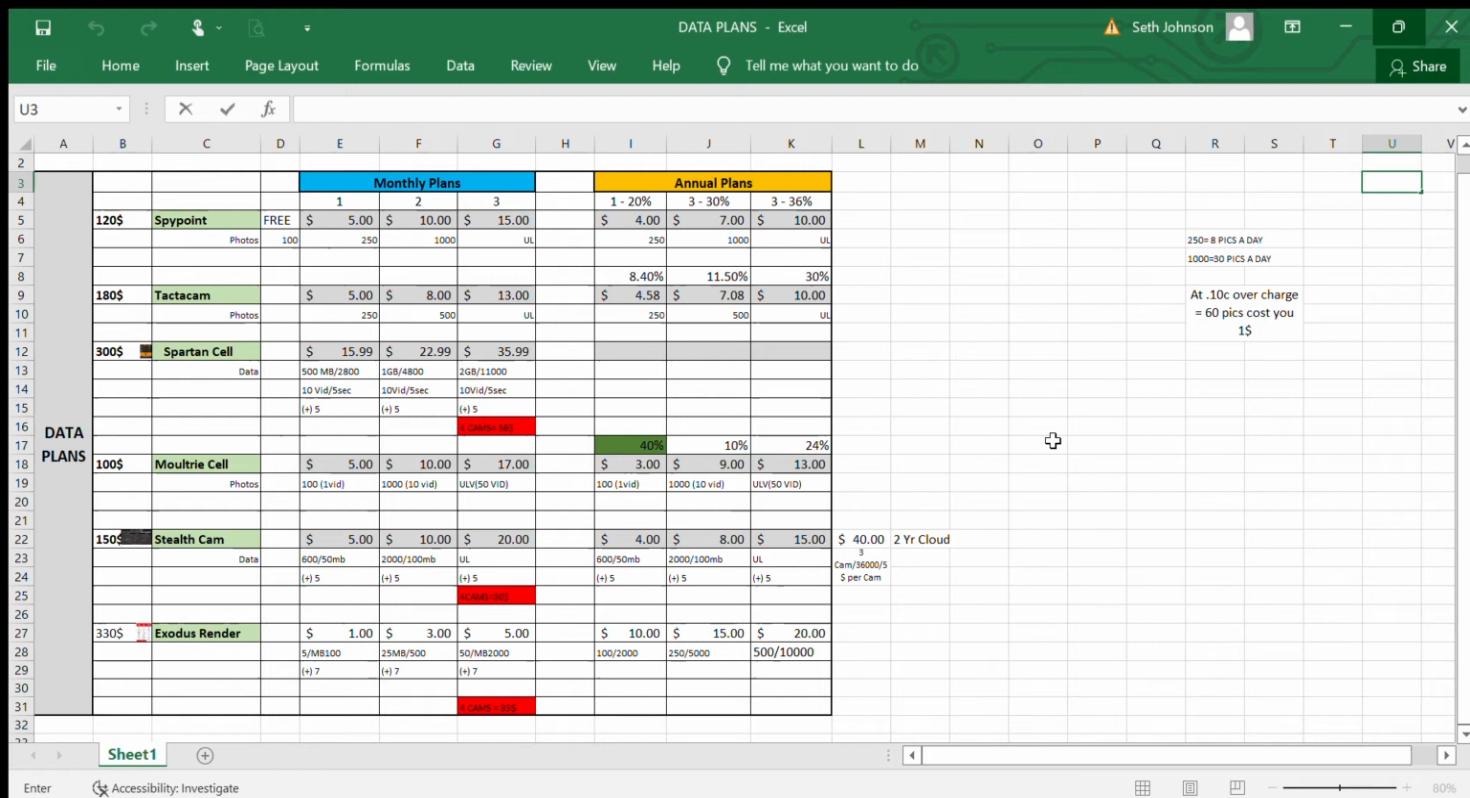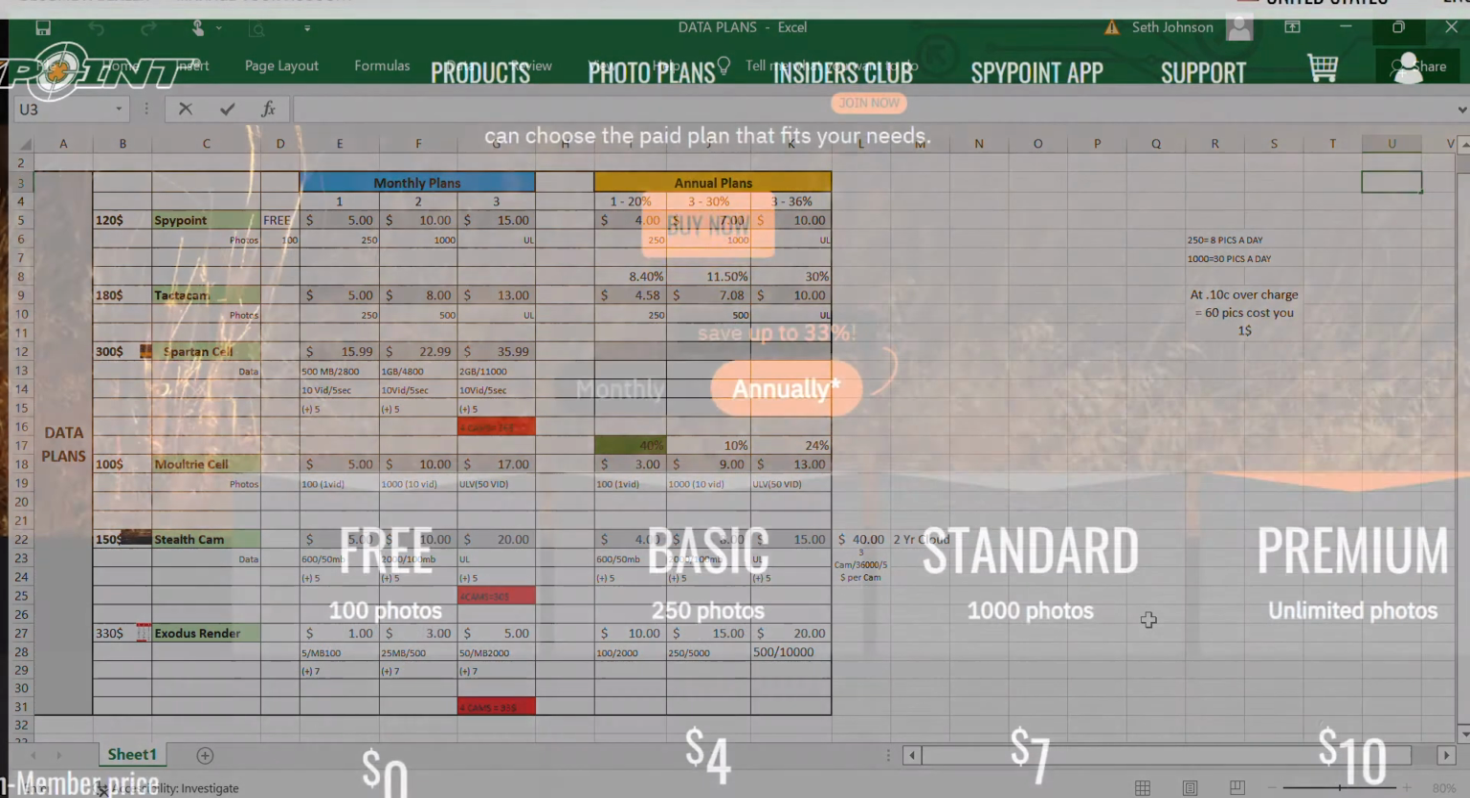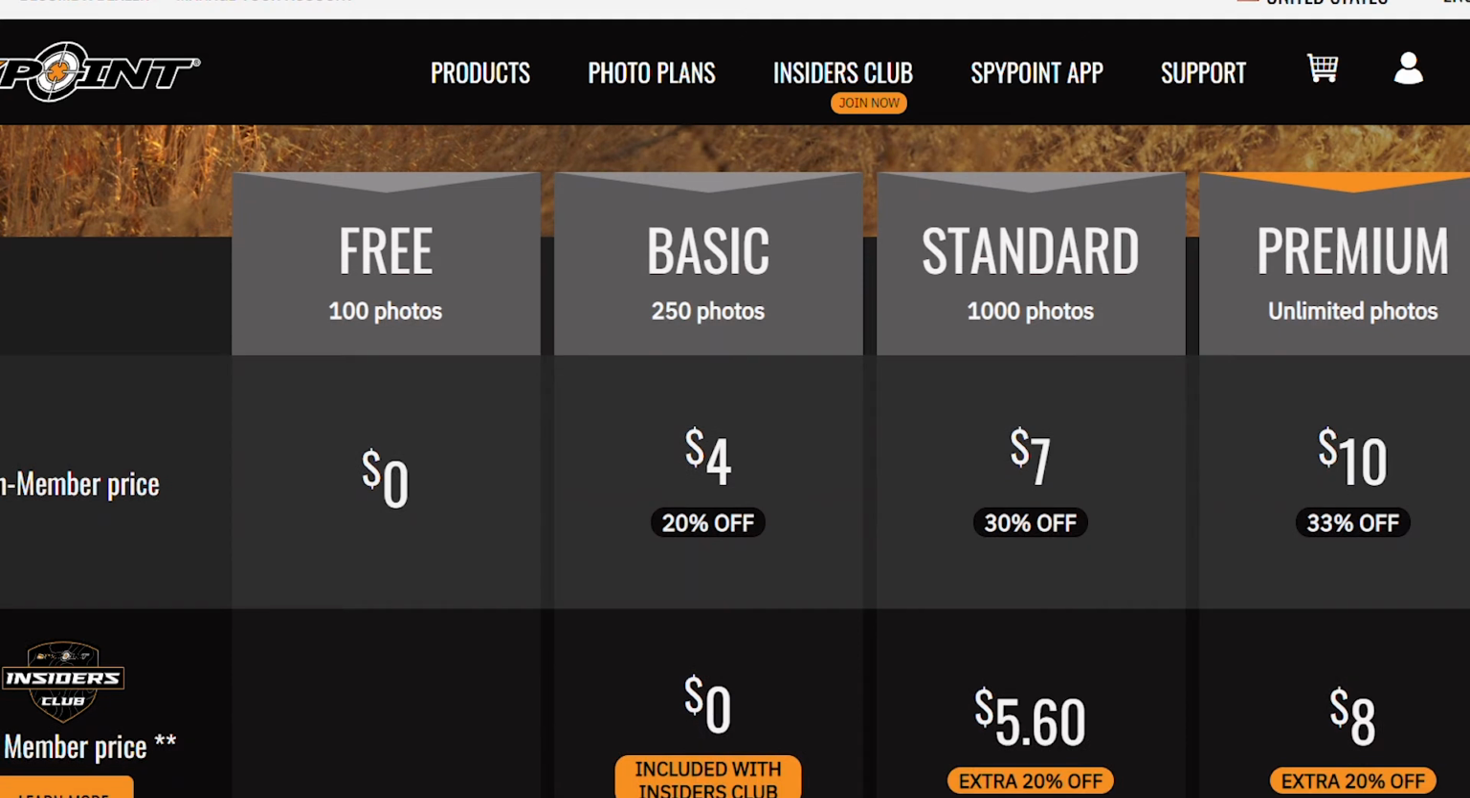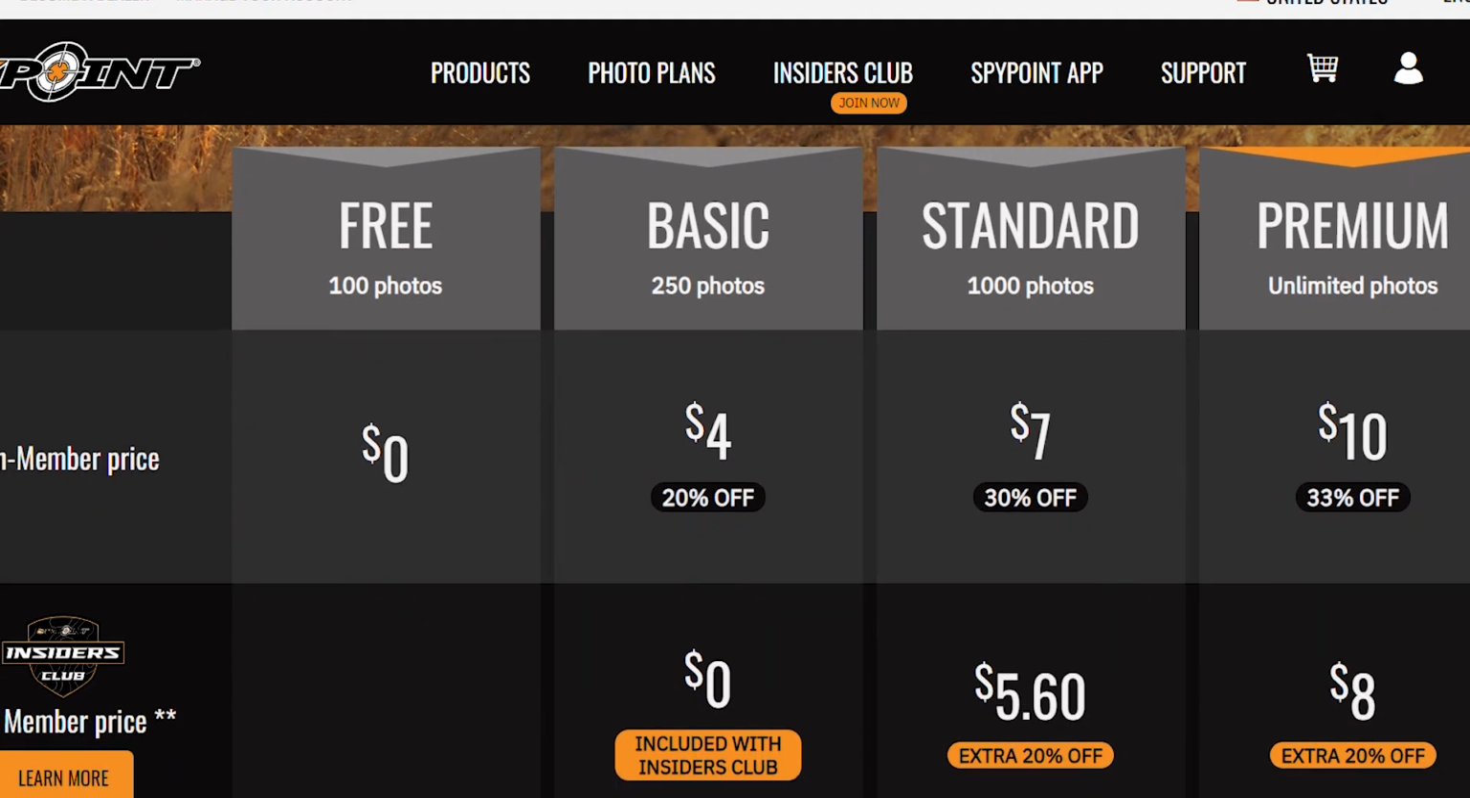Another thing to think about is what I got up here is 250 photos a month means 8 pictures a day. 1,000 photos means 30 pictures a day. I mean, that's quite a bit, unless you've got cameras over corn, bait, something like that, mineral. That's a lot of pictures. If you're just trying to monitor movement funnels, especially during the off season, that's a lot of pictures. 250 is 8 pics a day, and 1,000 is 30 pics a day. So kind of keep that in mind as a baseline as we go through these details.